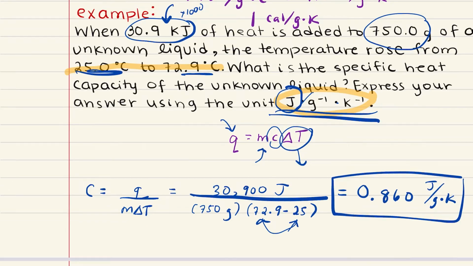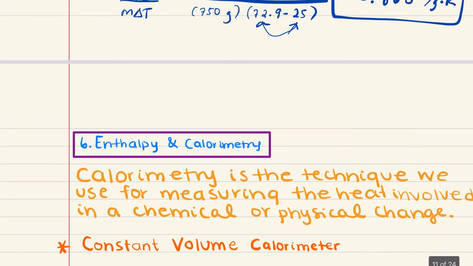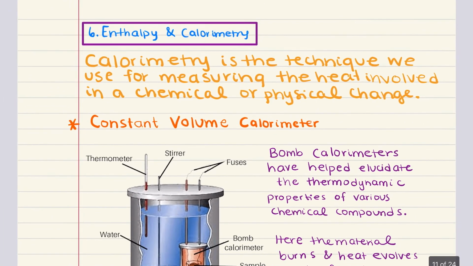Now, the next thing we want to ask is, how do we go about measuring energy change? This actually helps us move into our next objective, where we're going to discuss calorimetry. Calorimetry is the technique that we use for measuring the heat involved in a chemical or physical change. An instrument that's used for measuring the energy transferred as heat is called a calorimeter.